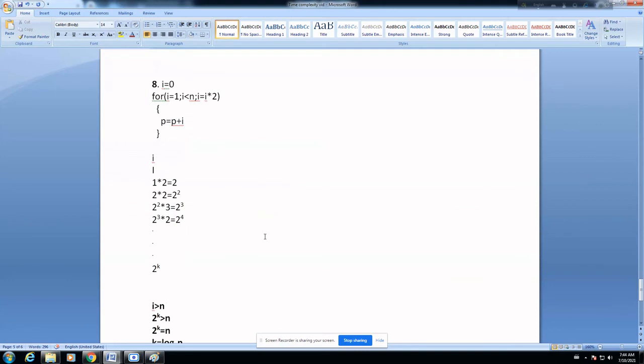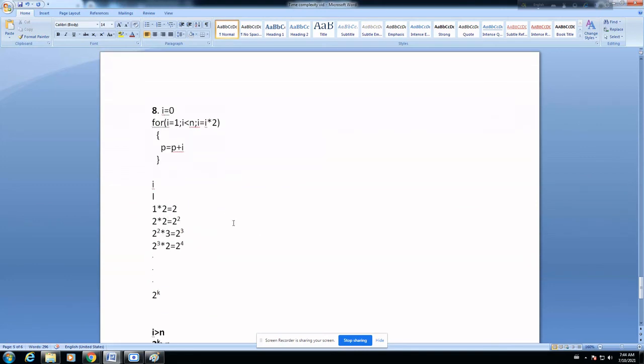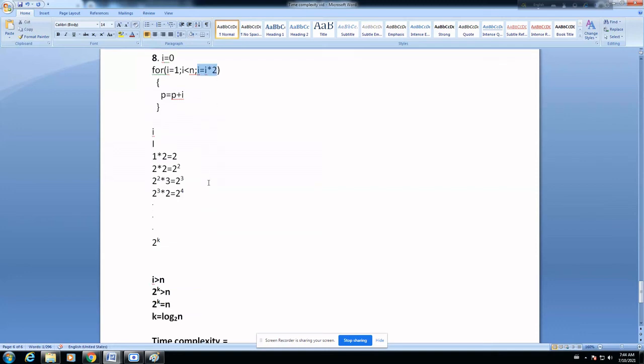Okay, look at this example. Now it's something different. Look at this: i equal to 1, and then i less than n, i equal to i into 2, and then p equal to p plus i. Look at this, it is multiplied by 2 each time. So if I follow i, what is the value of i? First time the value of i is 1.